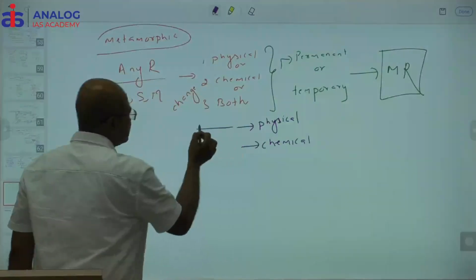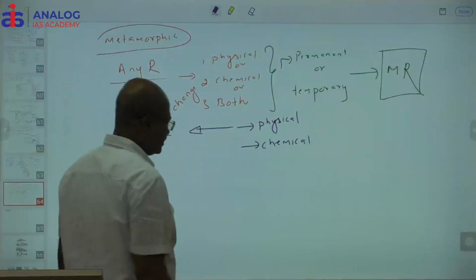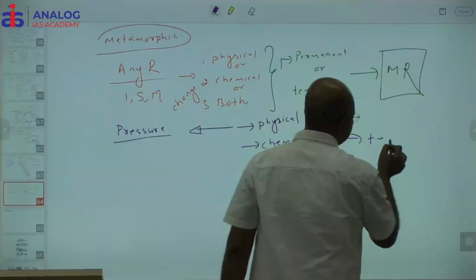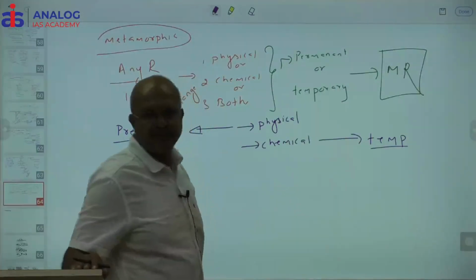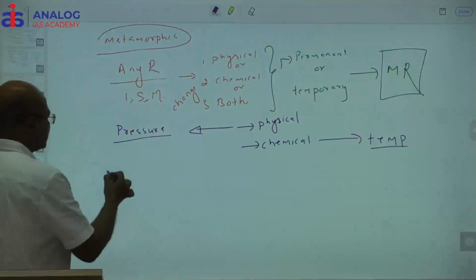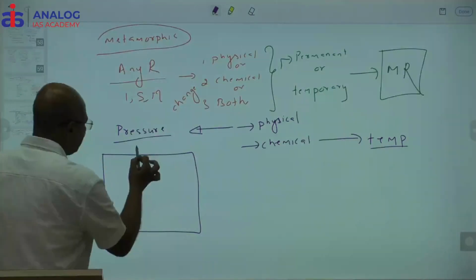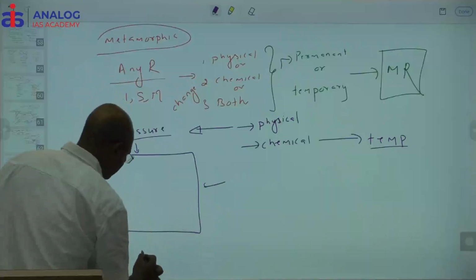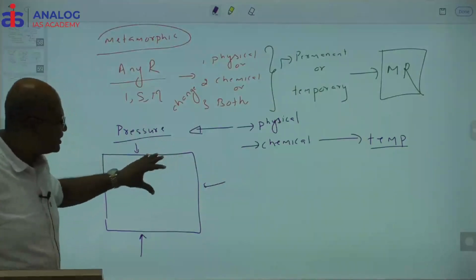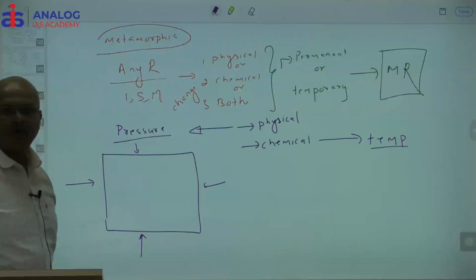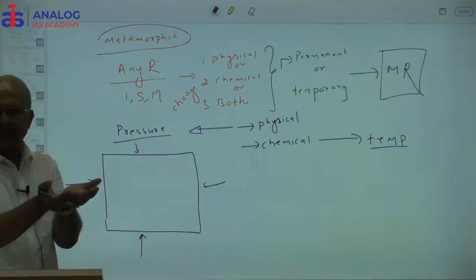Change in physical property is because of pressure. And change in chemical property is because of temperature. And when you talk about both, then both are combined. Now, understand this. This is a rock. Now, you apply pressure from all the sides. If you apply from one side, the rock may shift to the other side. If you apply from three sides, the rock may break. When the pressure is applied from all sides equally, we refer to that as isostatic pressure. Isostatic means balance. Isostasy means balance.